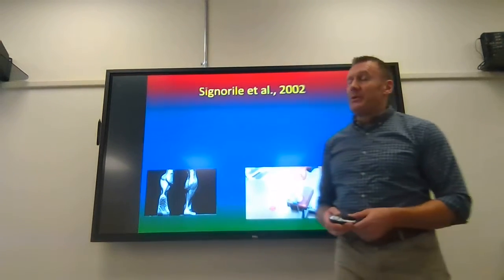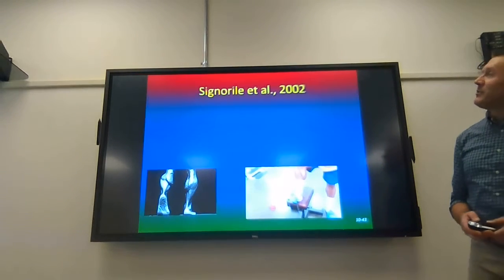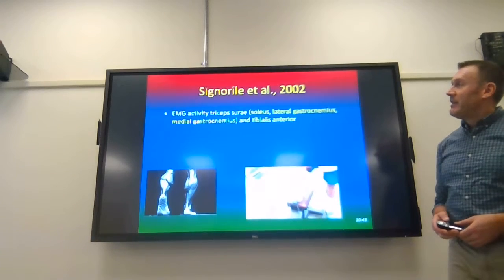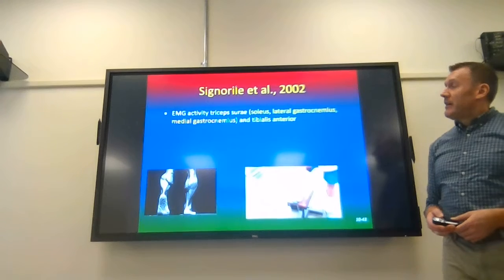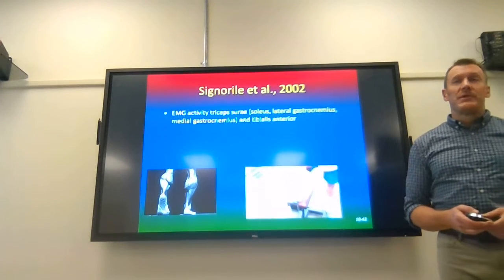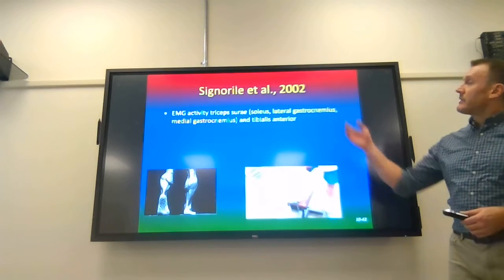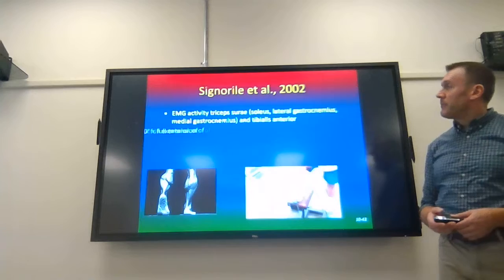Okay, so as usual, bring in a study. This one was done at the University of Miami, 2002. They looked at the muscles of the lower leg in plantar flexion. So calf raises, right? You've probably done those. Soleus, lateral gastrocnemius, medial gastrocnemius, tibialis anterior.